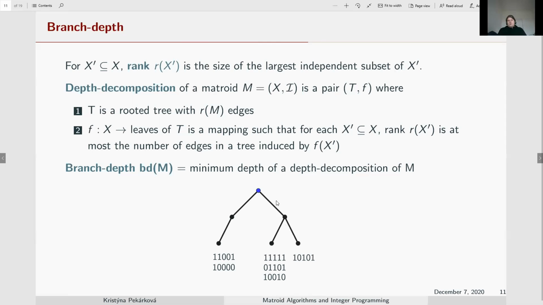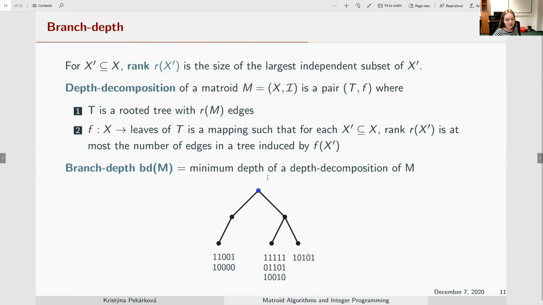I have a question. Yeah. By induced by the leaves, we mean the minimum subtree that contains the root and these leaves? Yes, exactly. Okay. Yeah, thanks for the question.